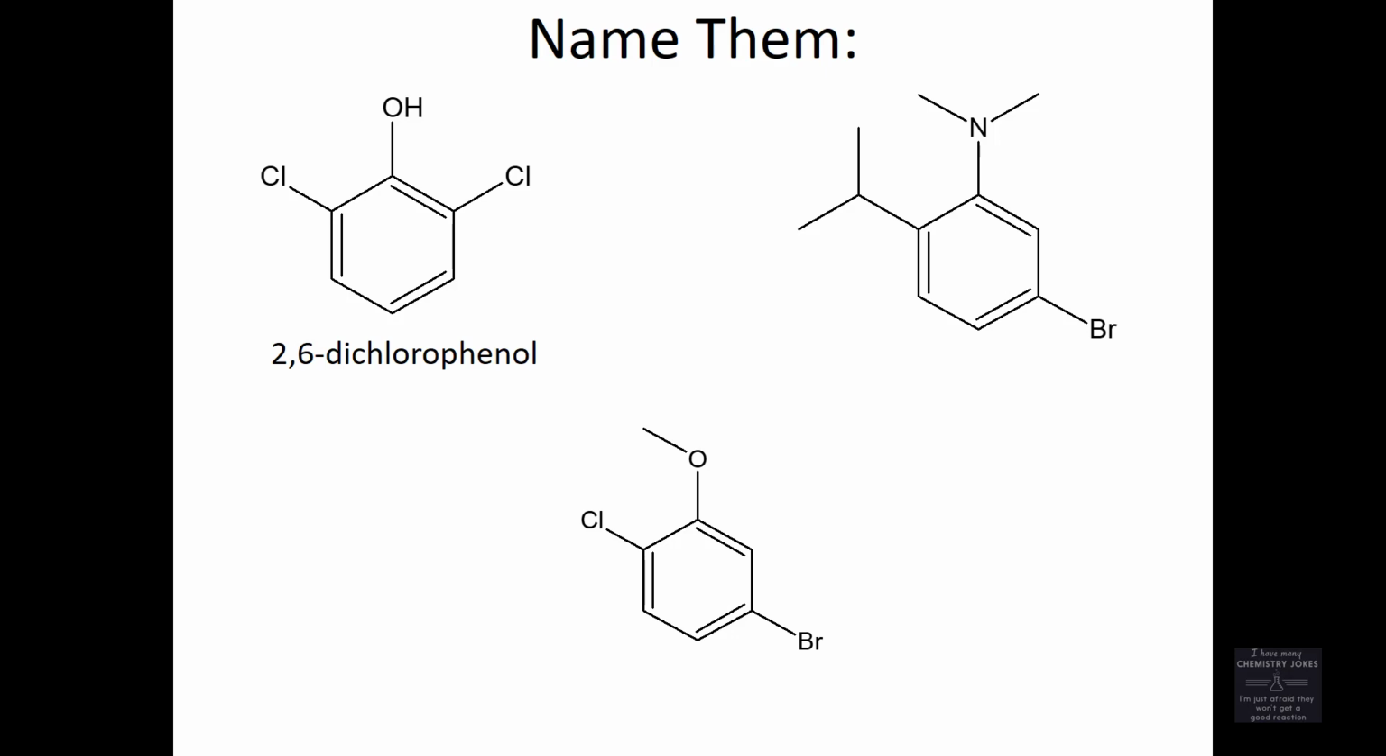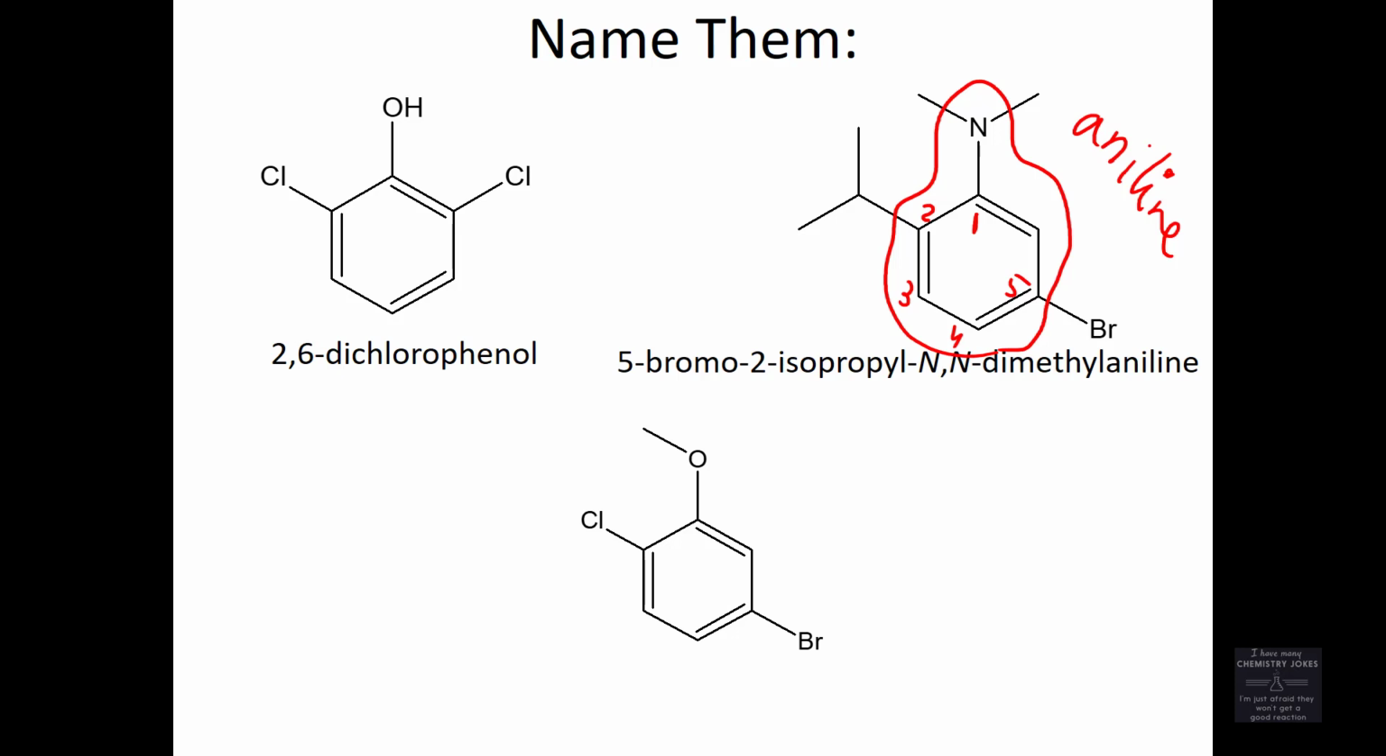Amines are also high priority, and we named this guy with the common name aniline, the root name aniline. So then you have to talk about everything connected to aniline. This is carbon number one. Give the substituents the lowest number possible. 5-bromo, 2-isopropyl, N,N-dimethyl. Put all that together, and you get 5-bromo, 2-isopropyl, N,N-dimethyl aniline.